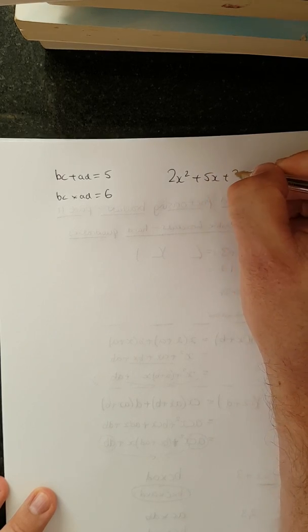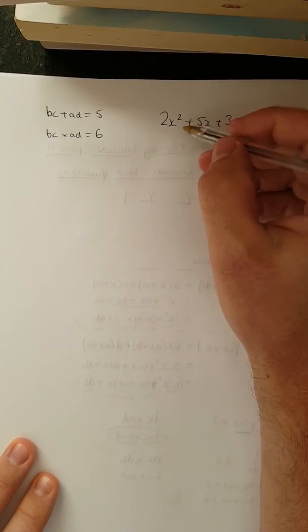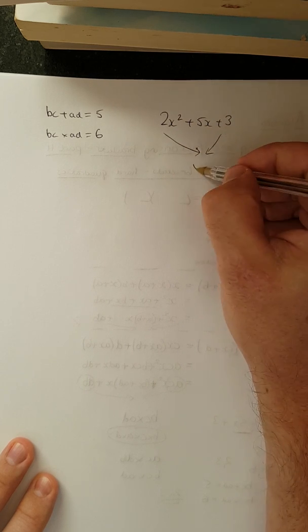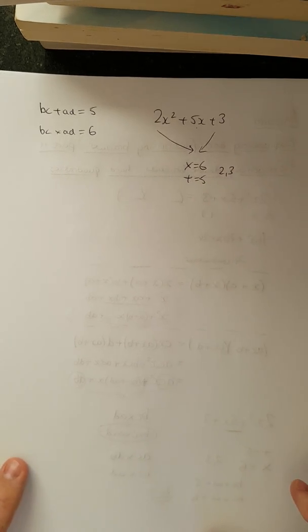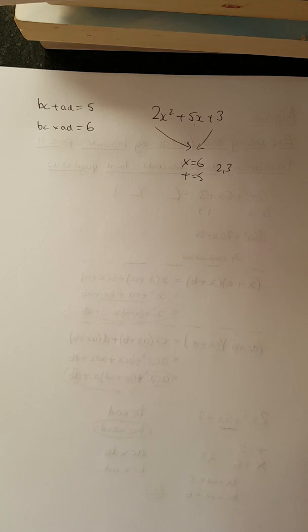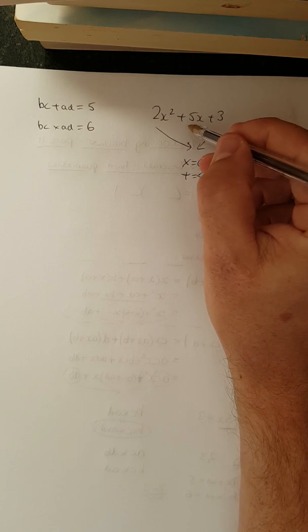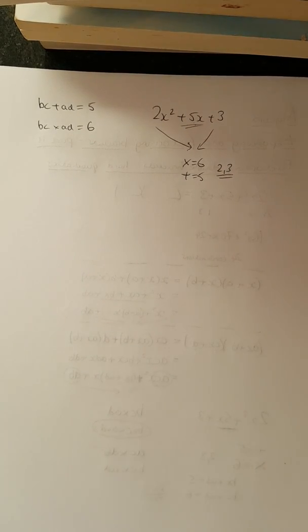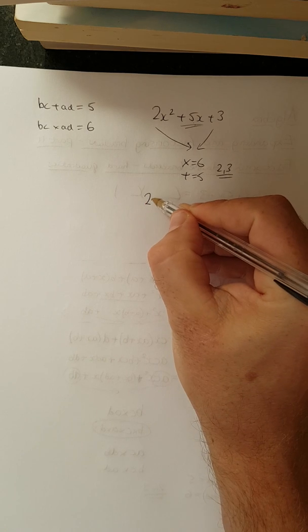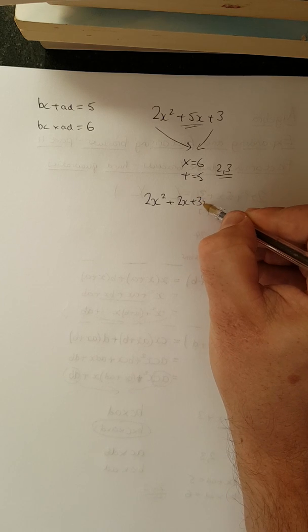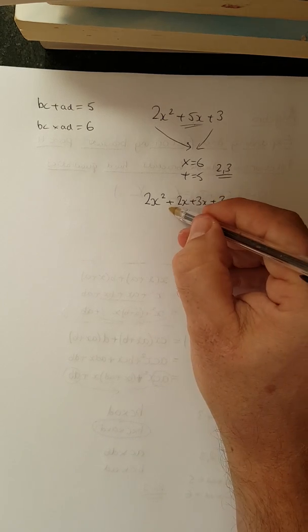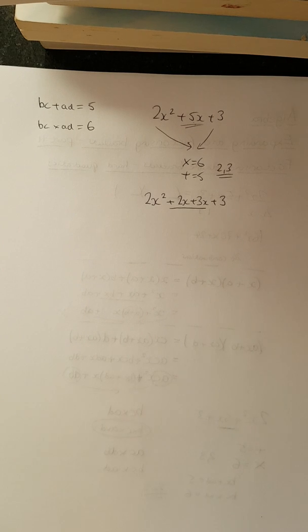What we've just learned is that we're going to multiply to make 6 and add to make 5. And it gave me 2 and 3. And 2 and 3 actually are the pair of x terms that make the 5. So let's write it like so. Let's write 2x plus 3x plus 3. There is our 5x split into our 2 and our 3.